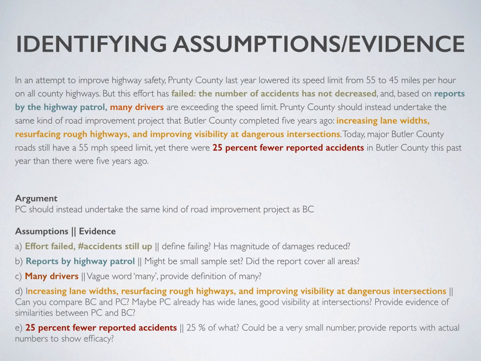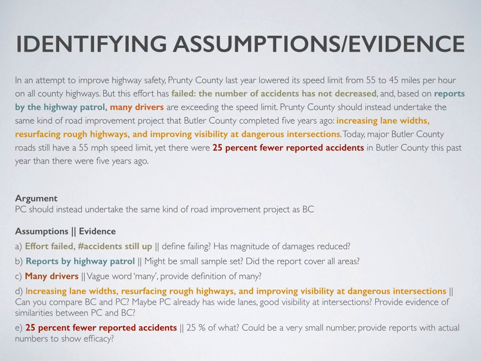So we've come up with five assumptions that the author is making, and five pieces of evidence that he could have provided you, which would have helped you analyze his argument. And you also have to explain how this evidence will strengthen or weaken his argument. For example, let's take point number C. He talks about many drivers exceeding the speed limit. What if this word many actually signifies 100,000 drivers?